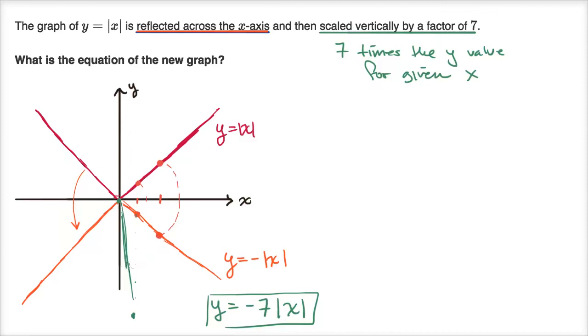Let me make it at least look a little bit more symmetric. So it's going to look something like that. But the key issue, and the reason why I'm drawing is so you can see that it looks like it's being scaled vertically. It's being stretched in the vertical direction by a factor of 7. And the way we do that algebraically is we multiply by 7. And the negative here is what flipped us over the x-axis.